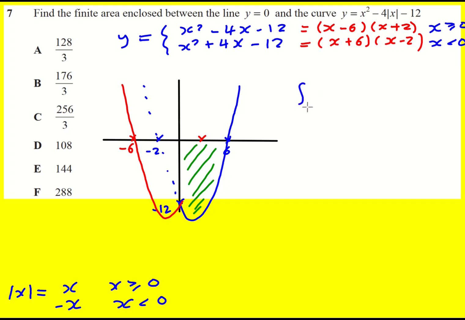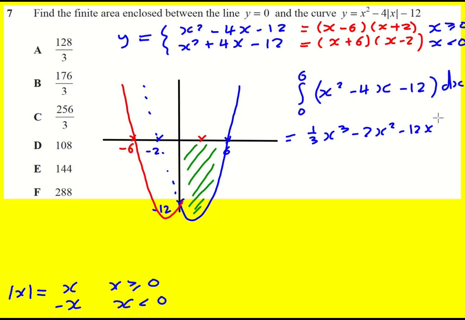Let's do an integral. So the integral from 0 to 6 of that first function, x squared minus 4x minus 12. It makes sense to do this one. I know I've got a minus 4x, but I don't have any negative limits. Okay, so 6 cubed is 216. We'll divide that by 3. 6 squared is 36. Going to get 72, and another 72 there.